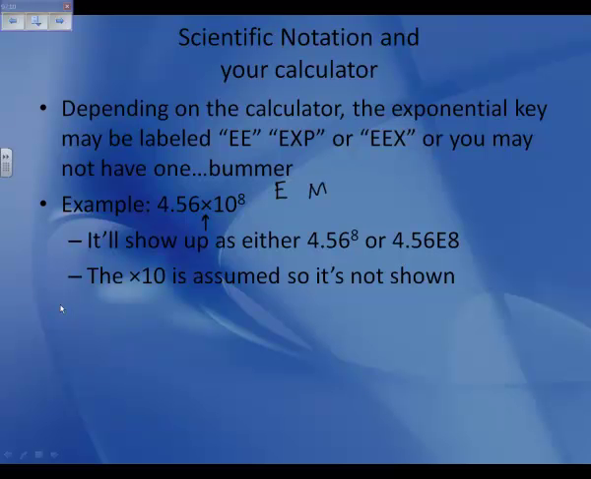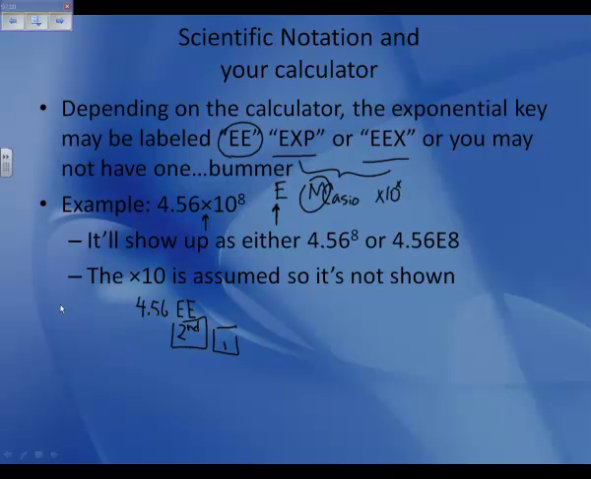All right? So you're going to enter the 4.56, then push the E button. And in my calculator, you have to do second and then comma, I think is what the buttons look like. Yep, second and then the little comma button. And then you just put in the exponent as it's shown. So you push EE, then 8. If you push the multiply button, you'll get the wrong answer. So that times 10 is assumed, it's not shown.